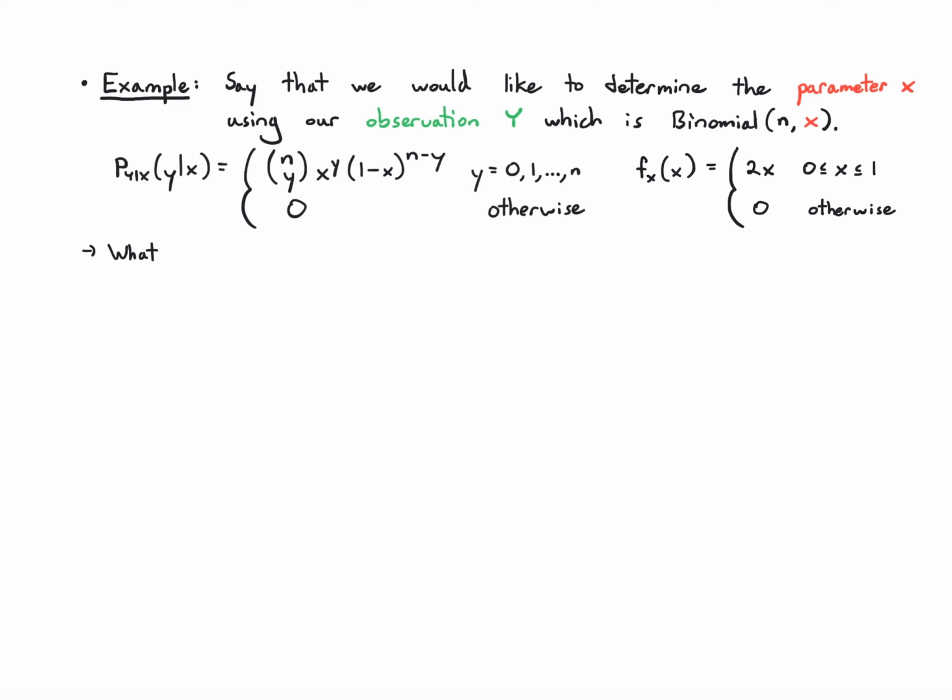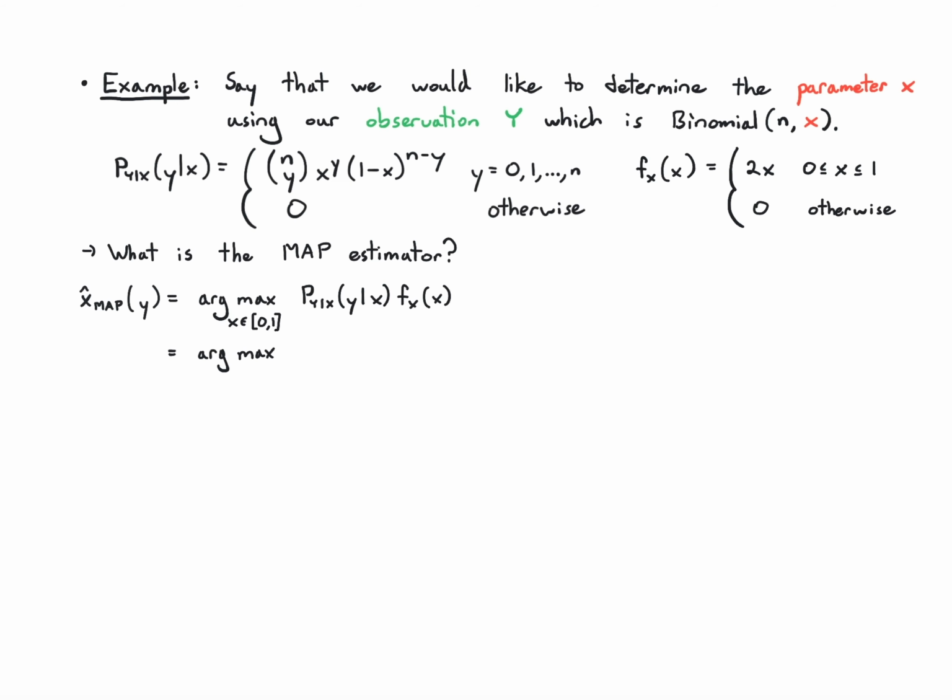So anyway, what is our MAP estimator in this case? Well, the first thing to note here is that this is a case where y is a discrete random variable because it's binomial, but x is continuous because it's a parameter between 0 and 1, right? And so I'm going to use the form of the MAP rule that takes the argmax, so it's p of y given x times f of x. Okay, so I use this form. And then I'm going to just plug in both of those distributions.